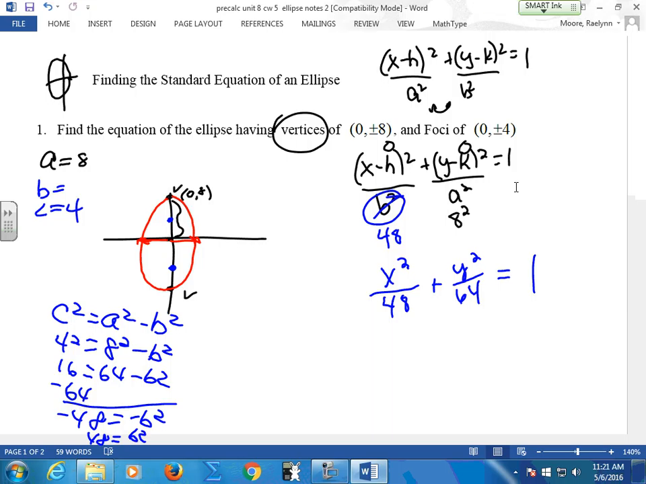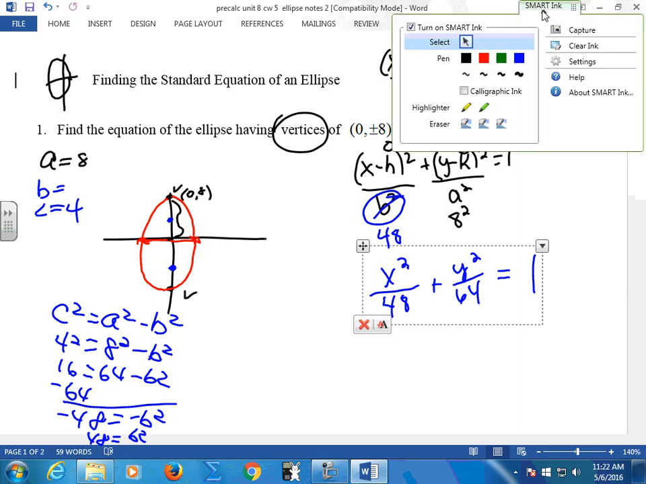Not bad, right? Work with what they give you, exhaust one thing before you go on to the second thing. That's the answer. That's my equation. It says find an equation. So I did. Good? Okay, let's try another one.